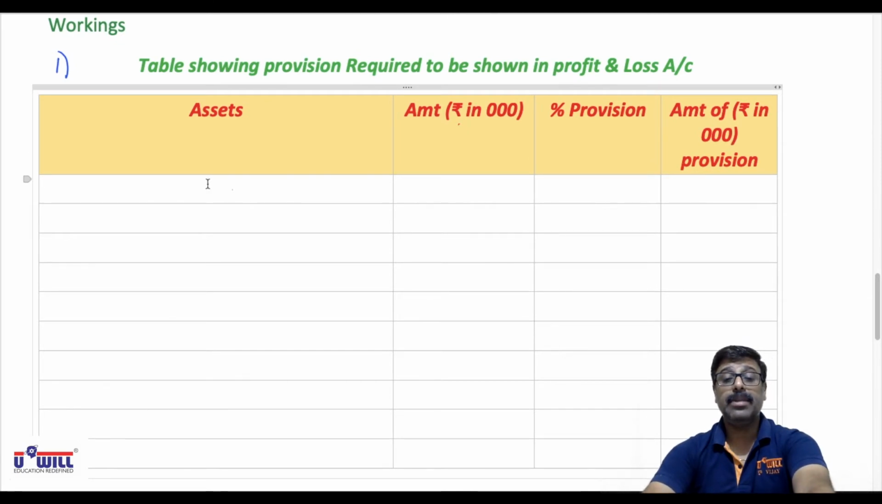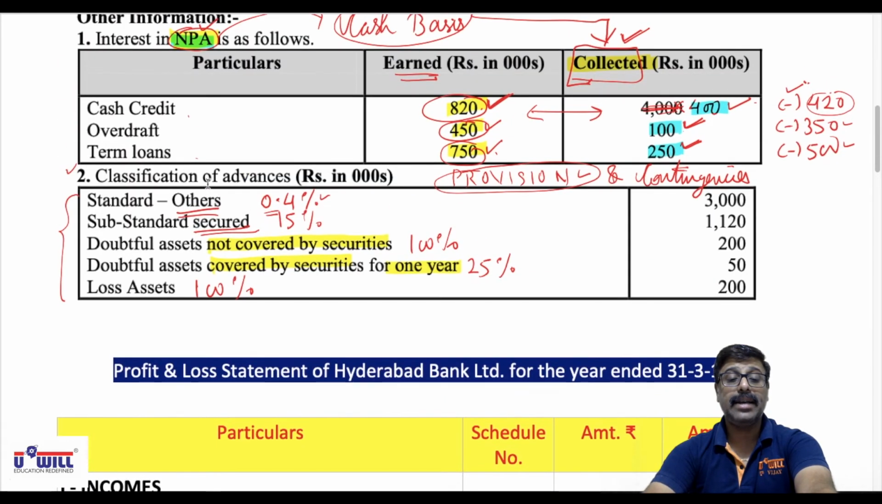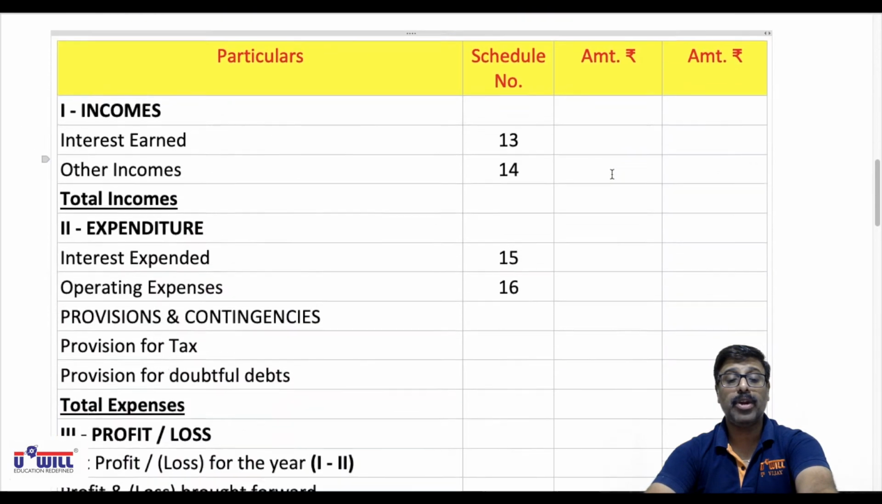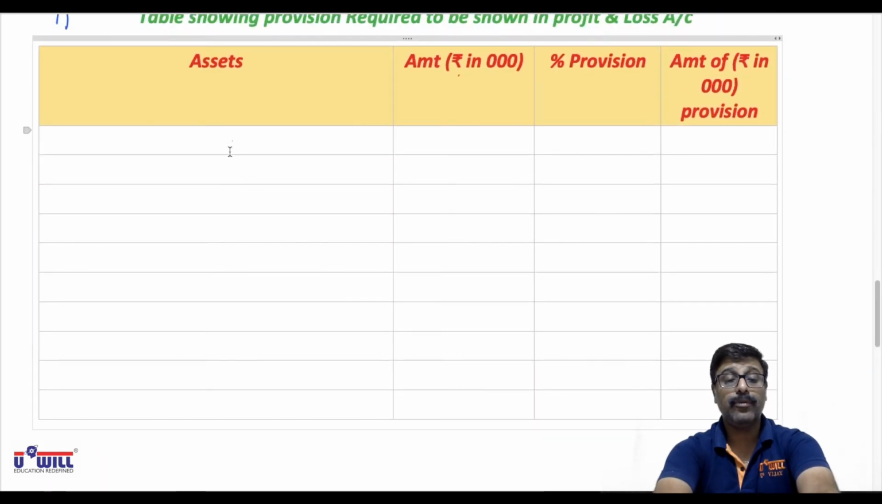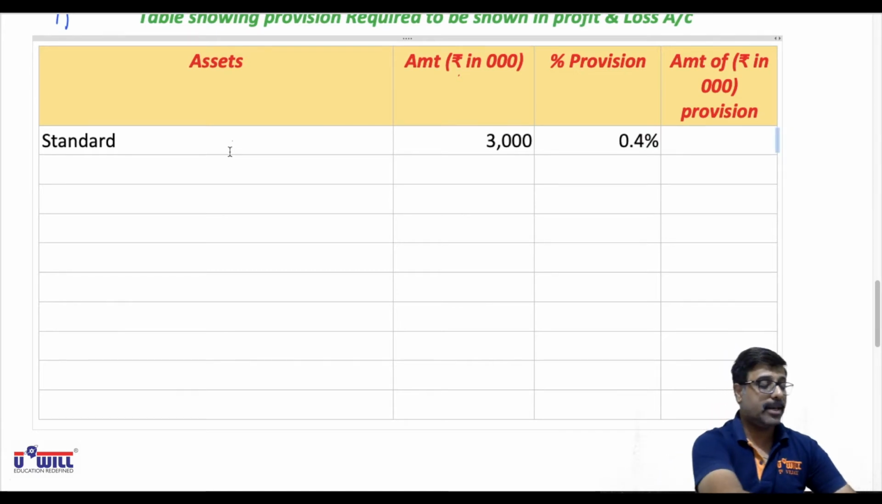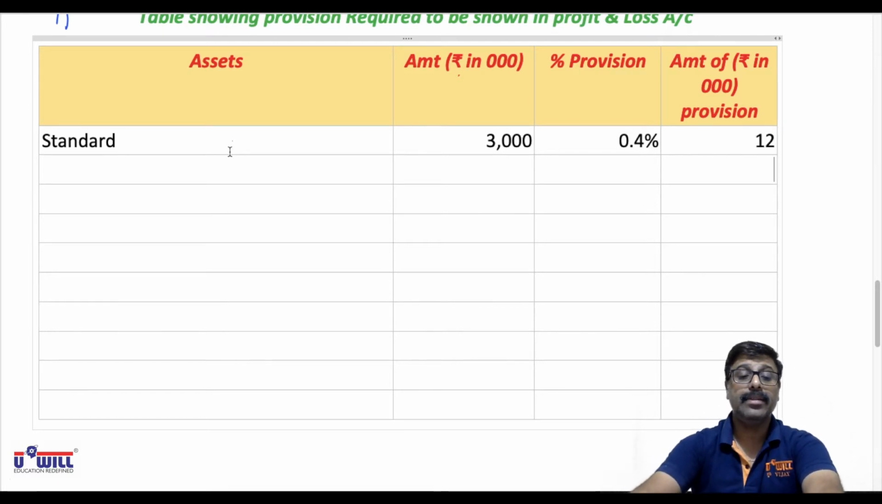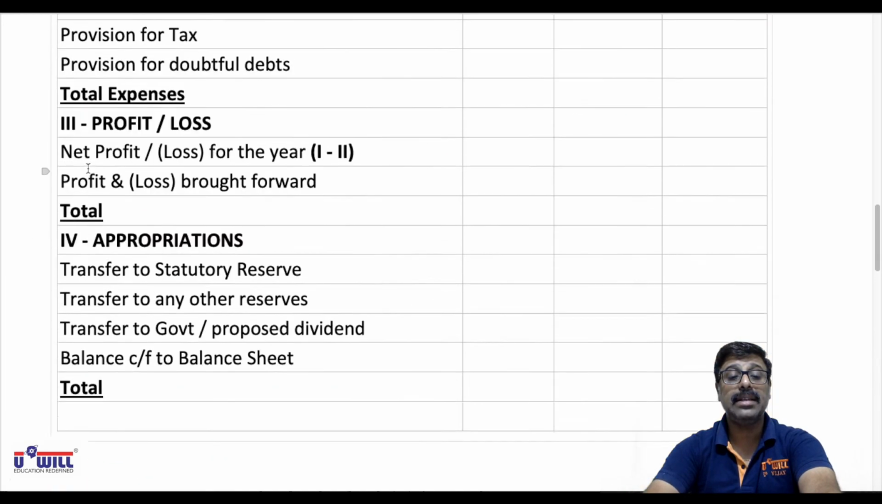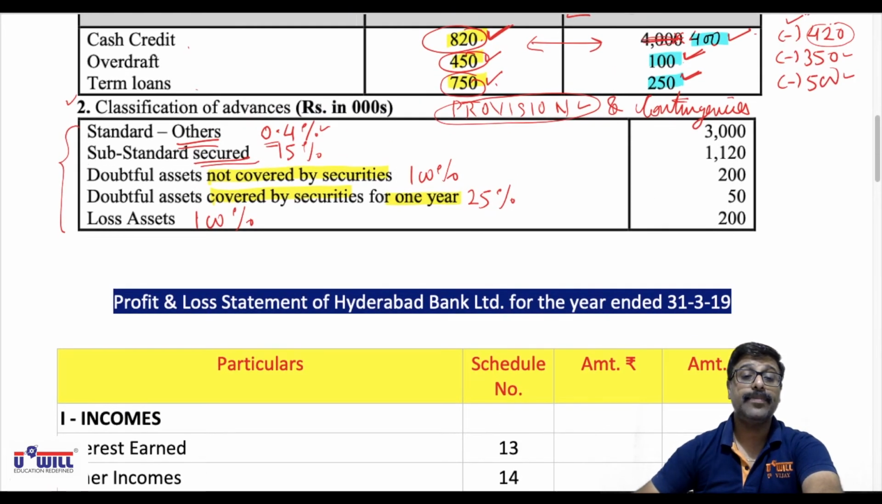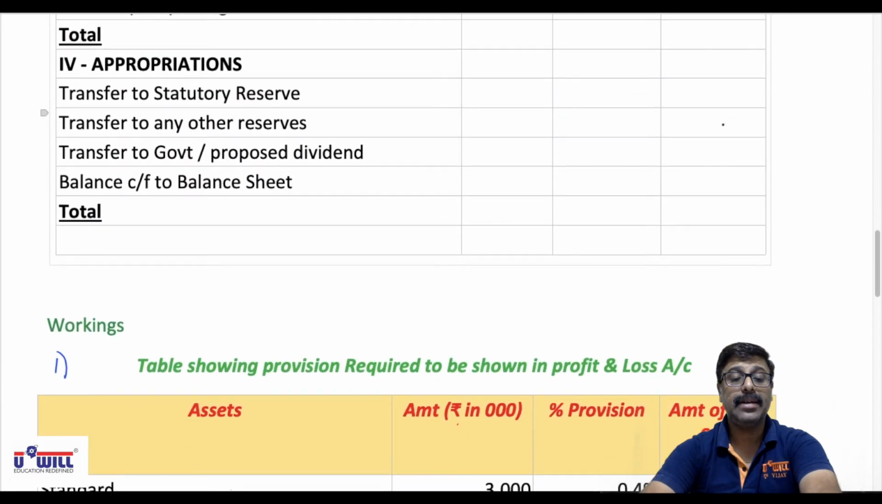I hope you are all done with the table. Now first, what is this? Standard advances in others category 3000, on which 0.4% provision is to be created. So all of you write down standard asset. The amount is 3000 and provision to be created is 0.4%. So 3000's 0.4%, all of you calculate it. 3000 into 0.4%, that is 12. Then after standard advances in others category, this one is done. Then we have substandard and secured. So 15% provision on 1120 is required. So substandard and secured.